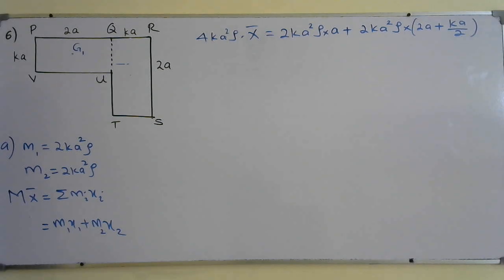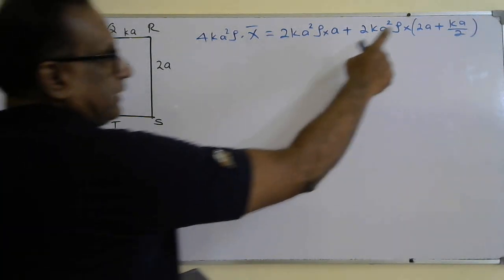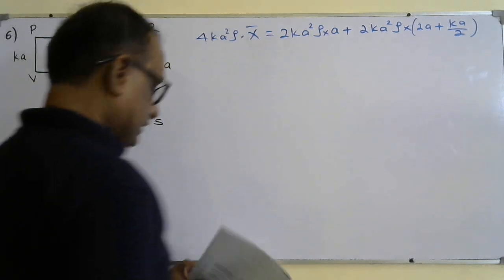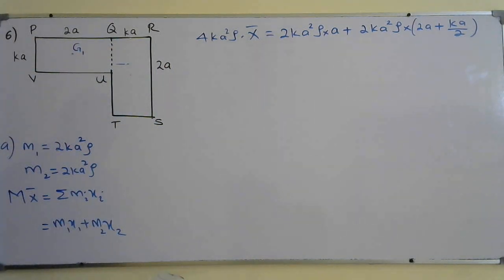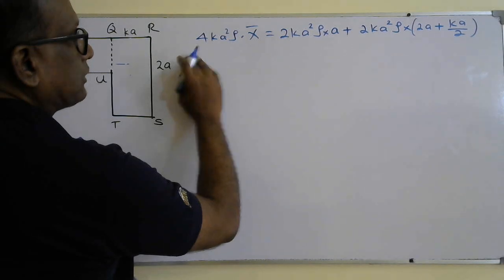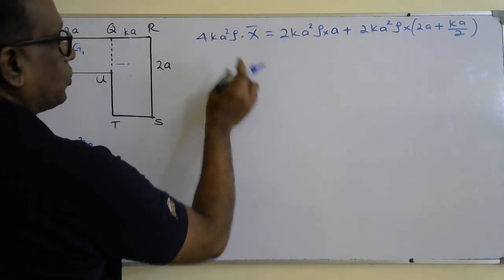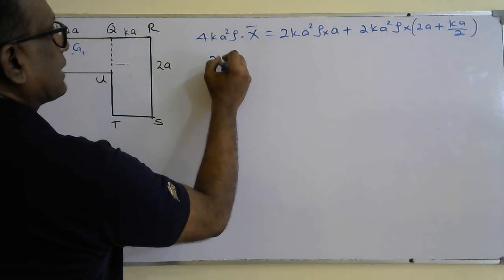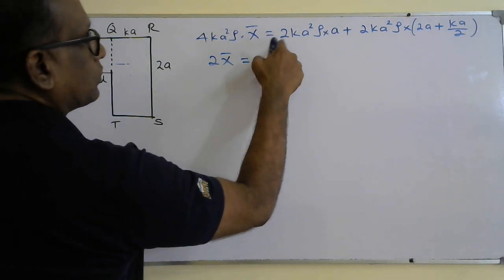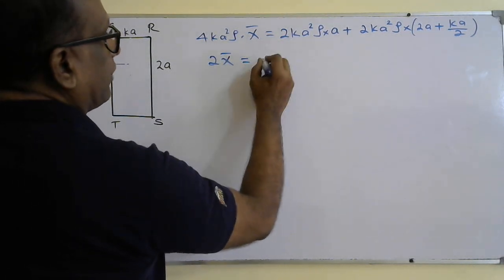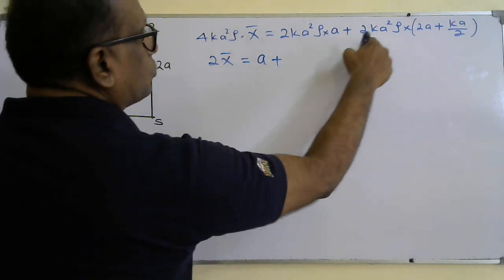So everywhere A squared will get cancelled. There will be A remaining here, because here there will be A cubed, doesn't matter, because we are going to get the final answer in terms of A. So we can divide the whole equation by 2Ka squared rho. It's going to be 2x bar equal to 2Ka squared rho, we divided, so A plus 2Ka squared rho.